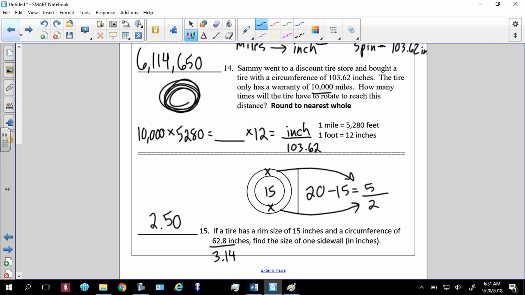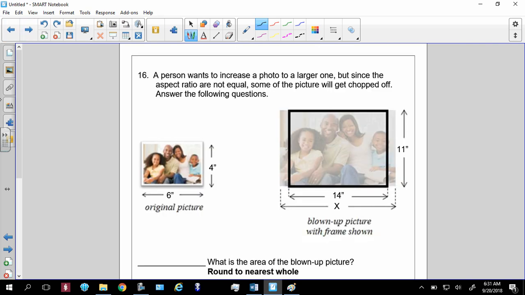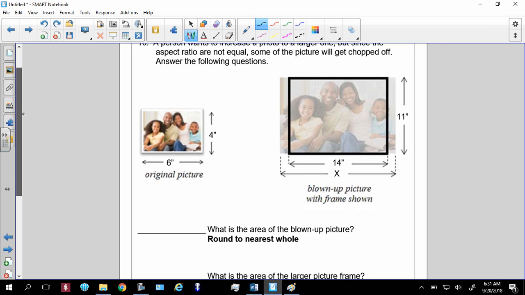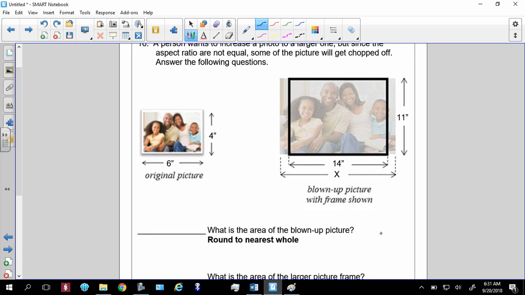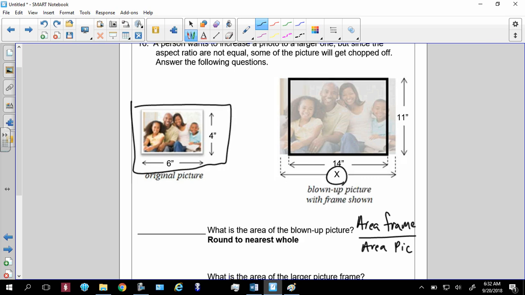All right, this question a lot of folks screwed up on. So remember that you've got to find the area of the frame. Oh, sorry. Yes, that was right. Area of the frame over the area of the picture. Okay? Now, the only reason you're using this small one is to figure out what X is.